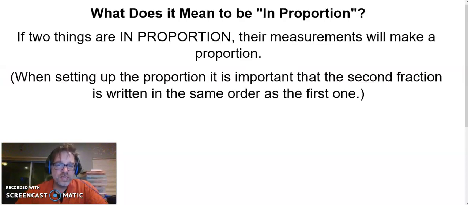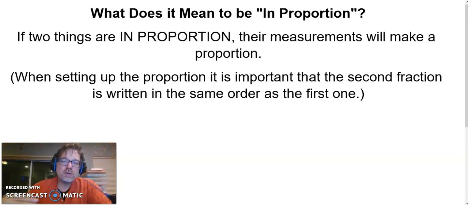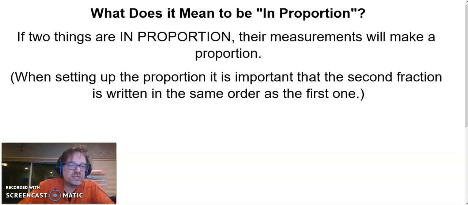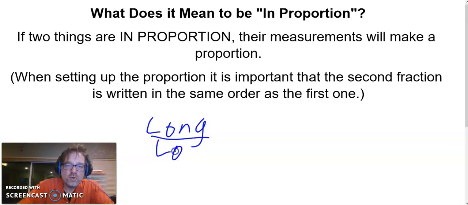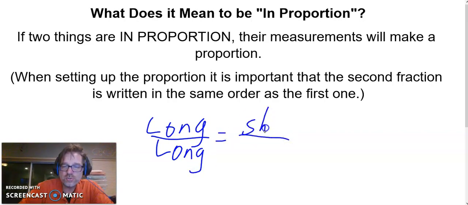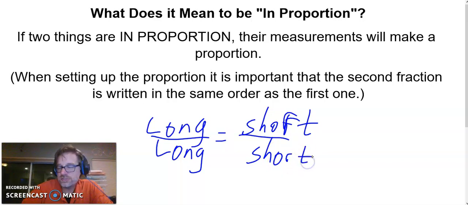So we're going to use the word in proportion a lot. And what does that mean? Well, it means if two things are in proportion, their measurements will make an actual proportion. So when we set up our proportion, we are going to take two side measurements: a long side of one shape and a long side of another shape, and that needs to equal the short side of the first shape over the short side of the second shape.